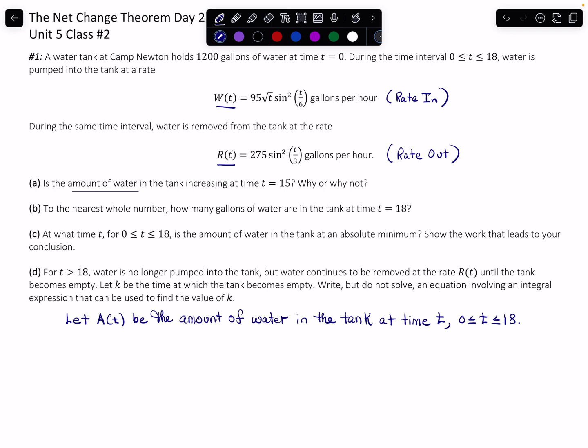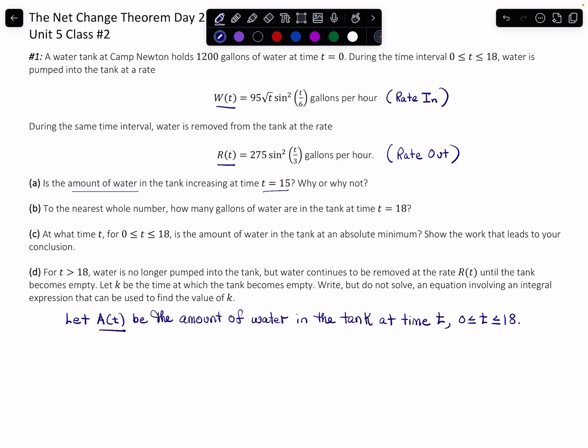Is the amount of water in the tank increasing? Normally, when you'd like to know if a function is increasing or decreasing, you would find its derivative, and then plug the time 15 into the derivative and see what the sign of the derivative is. When my derivative is positive, my original function is increasing, and when my derivative is negative, my original function is decreasing. So if that's A of t, the amount, what's the derivative?